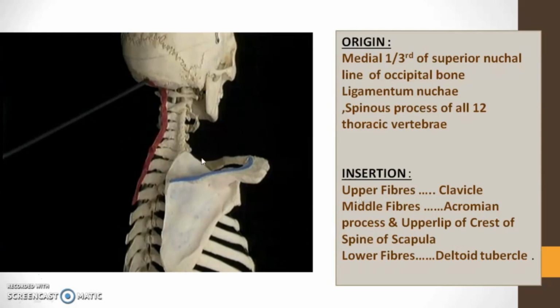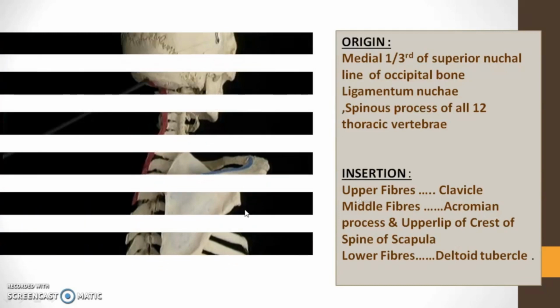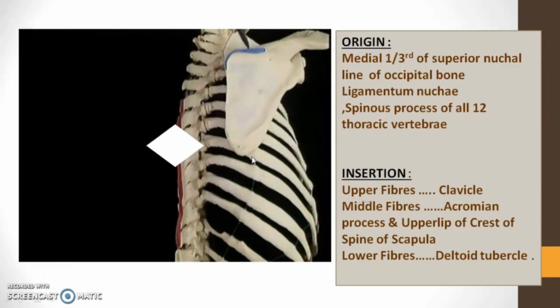Now coming to insertion. As I said before, it takes origin medially and gets inserted into the lateral part. In the lateral part, we divide into upper fibers, middle fibers and lower fibers. Upper fibers go to the clavicle, middle fibers go to the acromion process, and lower fibers go to the deltoid tubercle. You can make out here, in the scapular region, the upper lip of the crest of the spine of the scapula also gives attachment for this trapezius muscle, along with the acromion process.